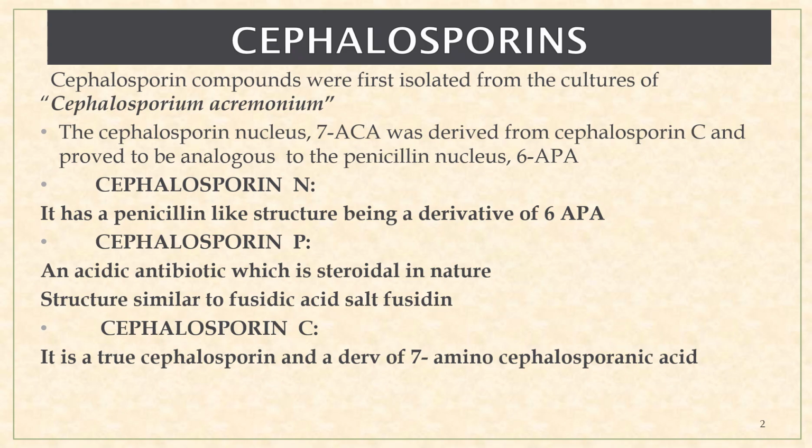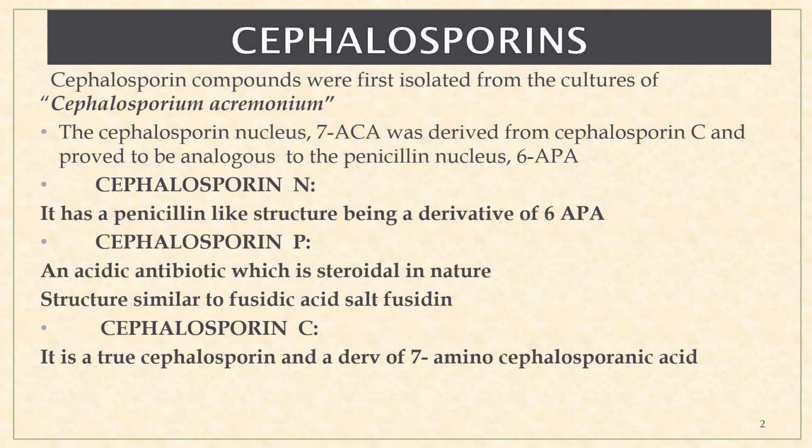Okay, cephalosporins. We have already discussed penicillins, the various types of penicillins and their structures. Cephalosporins are also beta-lactam antibiotics, but the main difference between penicillins and cephalosporins is in the structure. In cephalosporins, the beta-lactam nucleus is fused to a dihydrothiazine nucleus, and in penicillins, the beta-lactam nucleus is fused to a thiazolidine nucleus. That is the main structural difference.